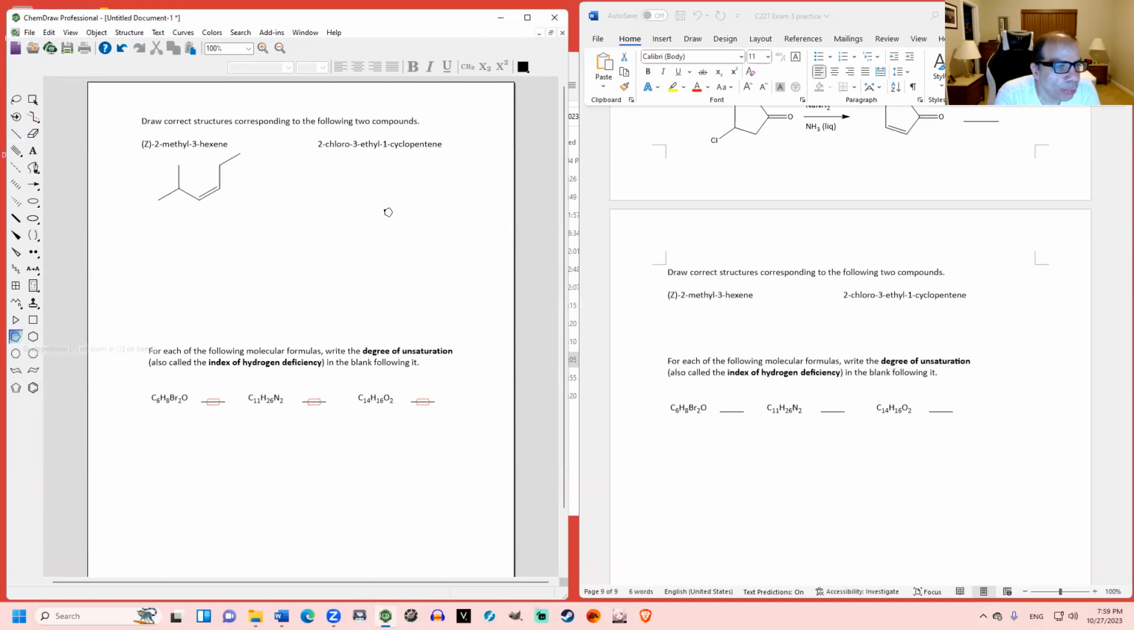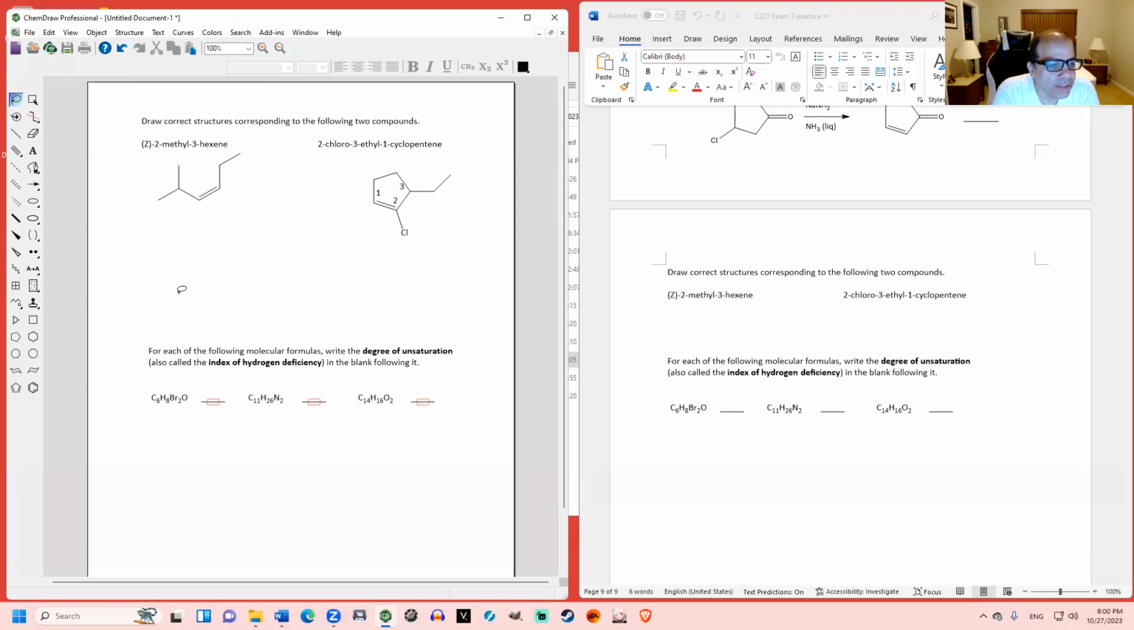And then 2-chloro-3-ethyl-1-cyclopentene. So we put an ethyl on carbon 3, and a chlorine on carbon 2. Yeah, I think that's correct.